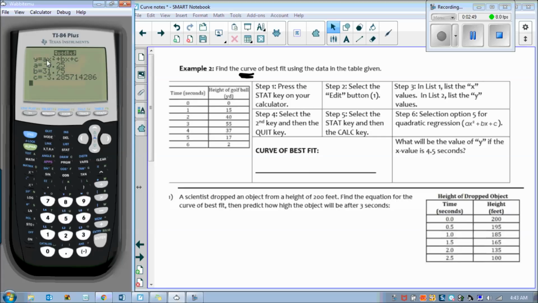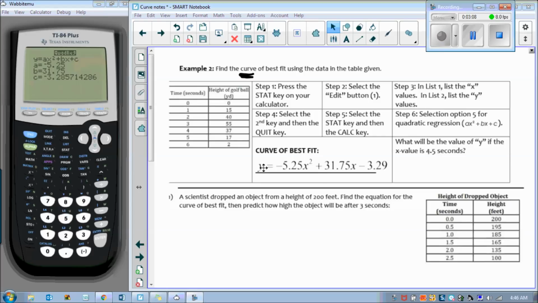that can be put into this equation. The coefficient of x squared, that's this negative 5.25. The coefficient of x is a 31.75. And then we're going to write minus this 3.29. I'm going to round that to 29 as my c. So that is my equation of my curve of best fit. The next part is asking, what's the y value if the x value is 4.5 seconds? So basically that's just asking us to take 4.5 and plug it in for both these x's, figure out what the height's going to be. After 4.5 seconds, what's the y value or the height going to be?